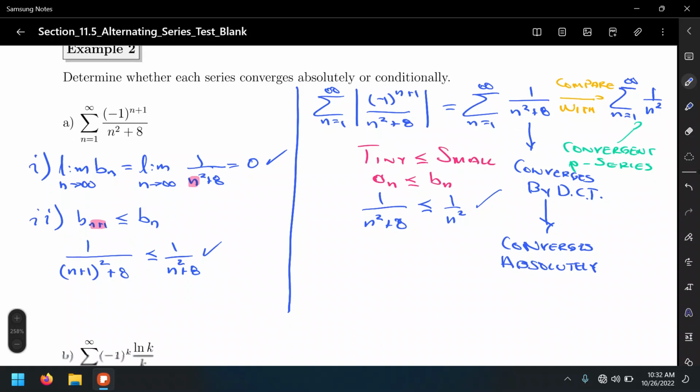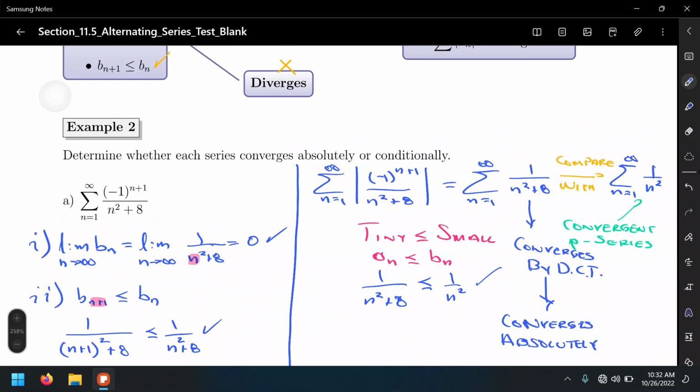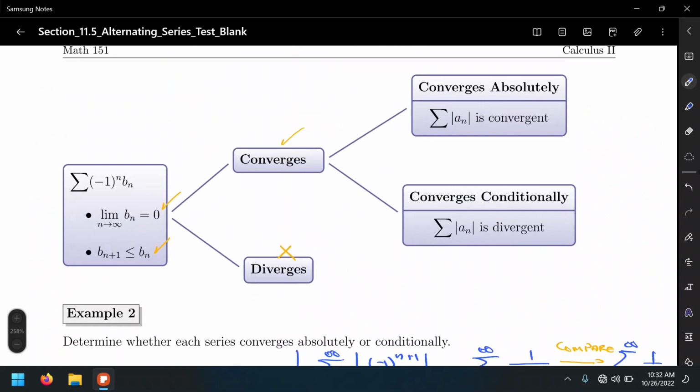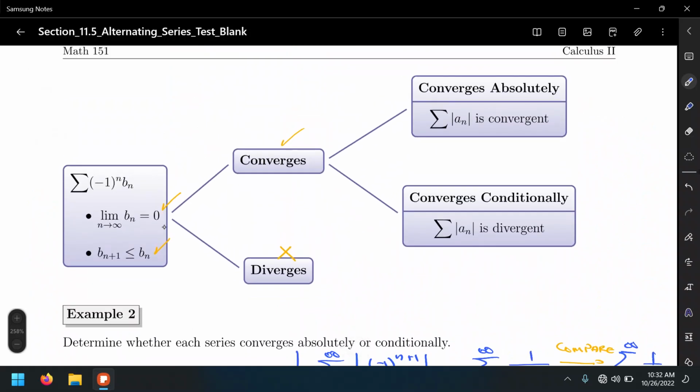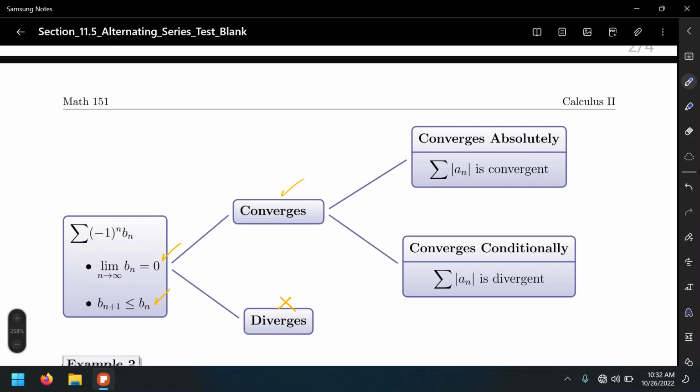All right. So, checking with our flowchart here. Again, we checked the two conditions for convergence. We got a convergent series. And then furthermore, we took the absolute value of the series and we found out that it was a convergent series, that whole new problem we created. So for this reason, the original alternating series will converge absolutely. Let's have a look at another example.